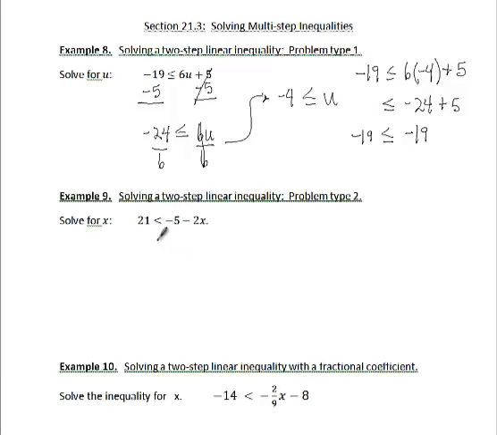Example 9, two-step inequality. Here we have a negative 5 and a negative 2. With respect to the x, the 5 is being subtracted with the negative sign in front, and so we add 5 to both sides. The 5 cancels on the right. 21 plus 5 on the left is a 26.